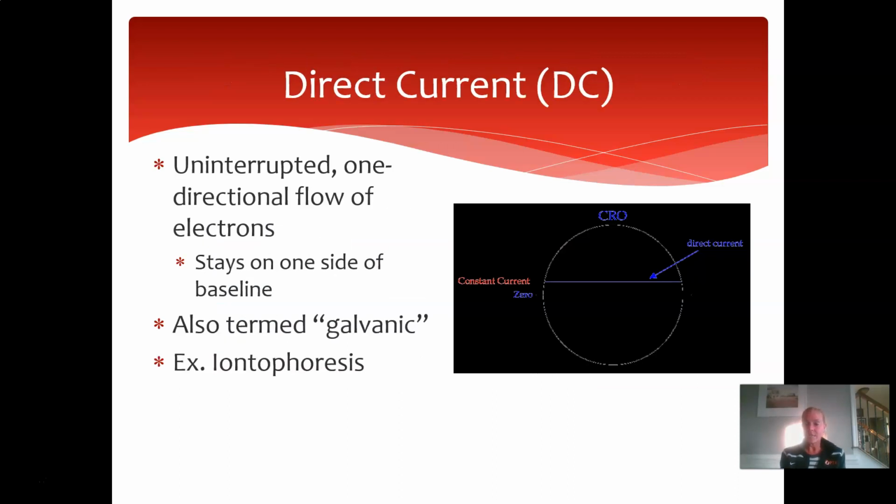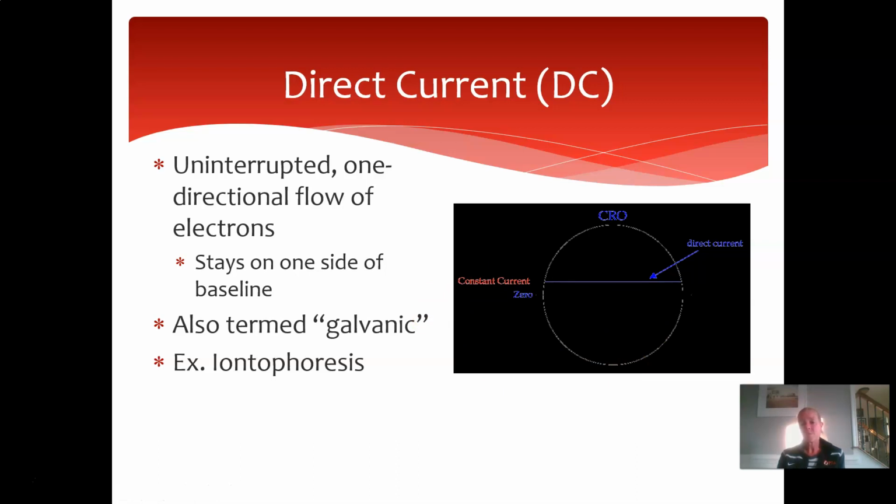So direct current, which is abbreviated DC, is a continuous current. It is uninterrupted and it is a one-directional flow of electrons. So the electrons stay on one side of the baseline, so they are either always positive or always negative. If you think of a typical XY axis, the direct current is going to flow as a straight line, like it's shown in this picture here. It's going to be a straight line either above the axis or below the axis. If it's above the axis, it's a positive current. If it's below the axis, it's a negative current.